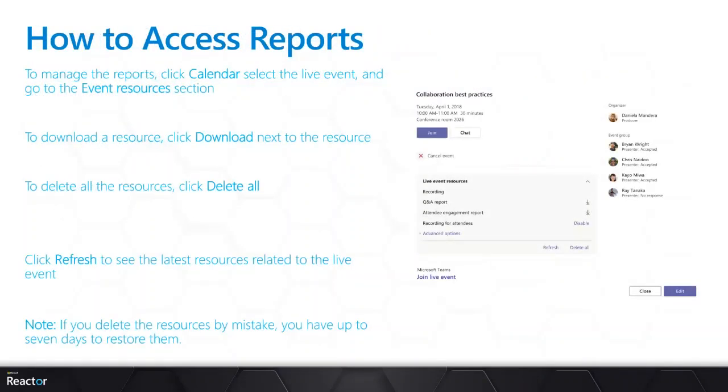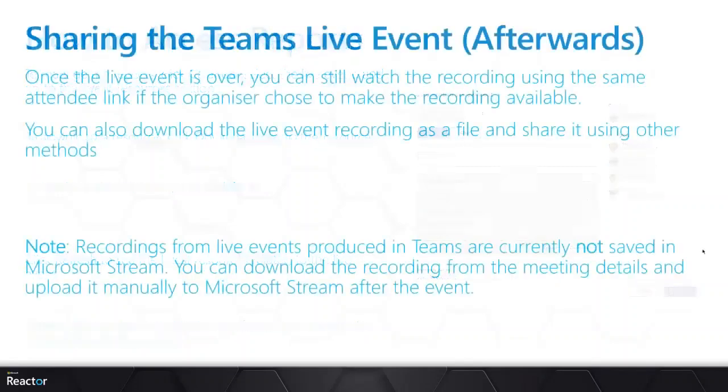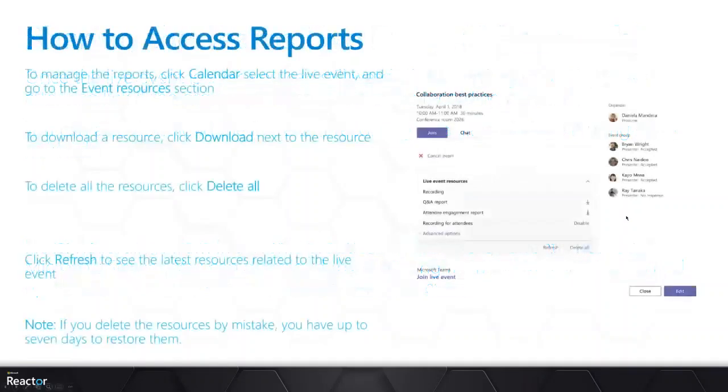So to access reports, you go to the live event in Teams. Go to the calendar, find the live event that you previously ran, and in here you have the recording, if there was a recording. You have the Q&A report to download, the attendee engagement report, and then you also have recording for attendees, and that's where you can enable or disable the recording to be available to the attendees.